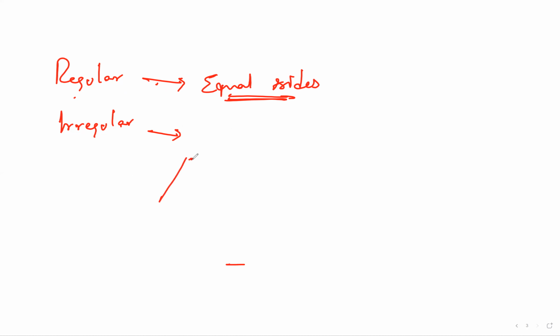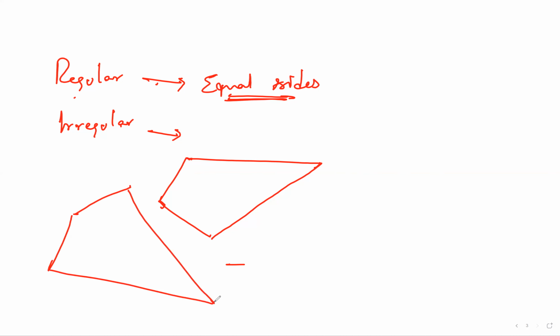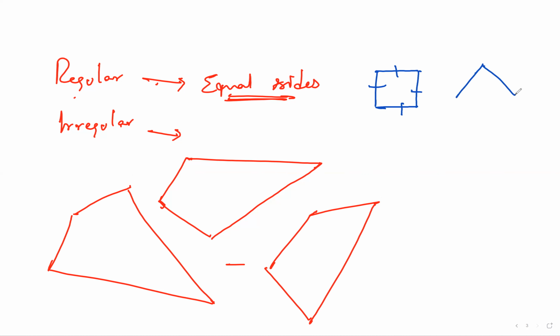For example, if I draw, see, this is an irregular polygon because all four sides are different, and in the same way, this is an irregular polygon. This is an irregular polygon. And what are the polygons with equal sides? We already know a square where all sides are equal, or we can have a rhombus where all sides are equal. So these are called regular polygons.